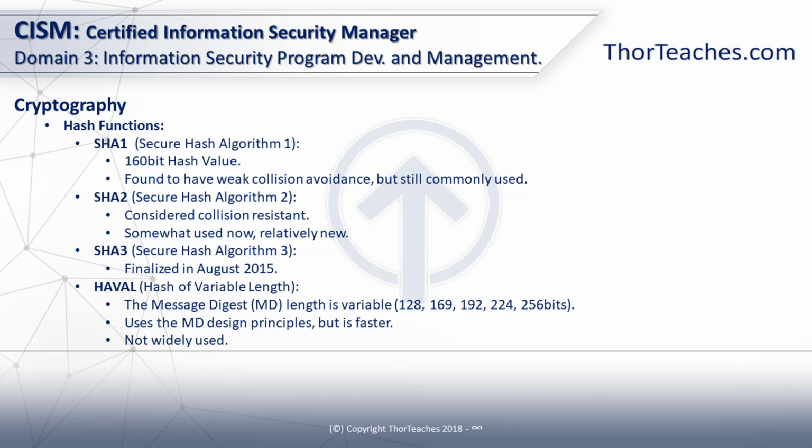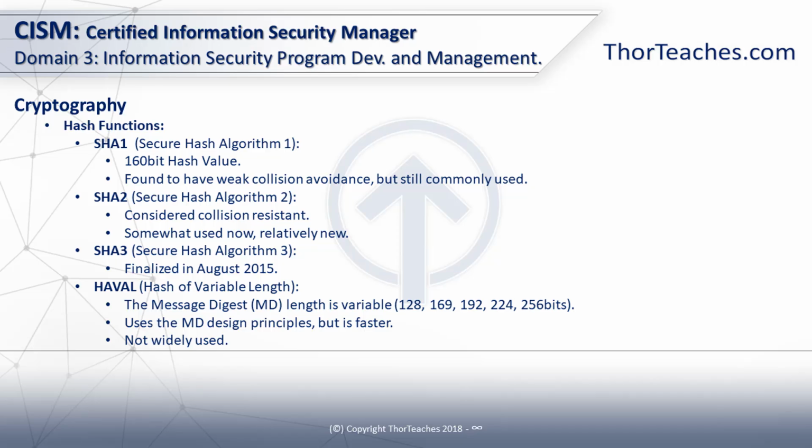HAVAL, or hash of variable length, is based on the MD design principles, but it's much faster. You can choose the output length: 128, 160, 192, 224, or 256 bits. This again is not very widely used. It is, however, considered collision resistant. For the exam, know what hash functions are, what they do, what they don't do, how they work, and then the high levels of each of the types.